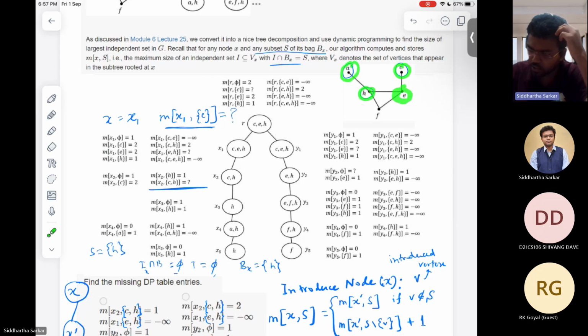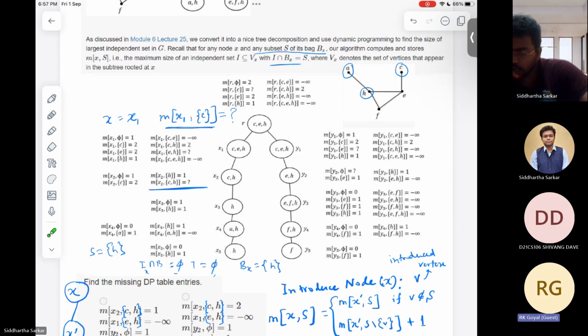E you definitely want, but you do not want anything from the bag. That means C and H you don't want. But outside of the bag there is A, so A can be taken. That is the reason this is 2. According to the definition, E is mandatory to be taken, and A and E is the independent set. Taking the intersection of A and E with the bag gives E, and since the size of the independent set is 2, the value came out to be 2.